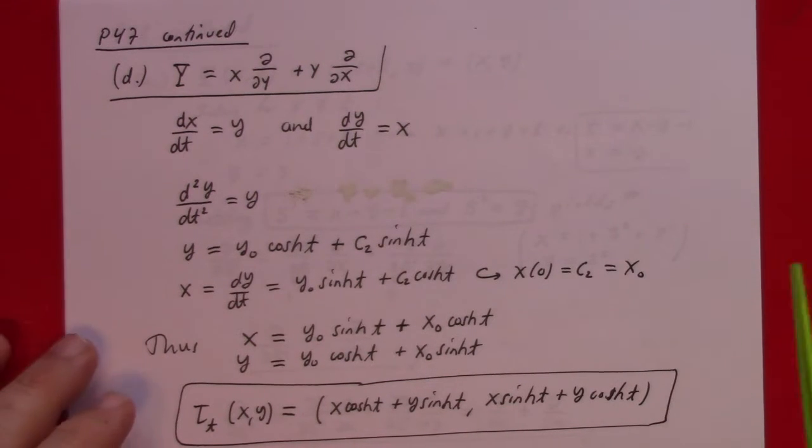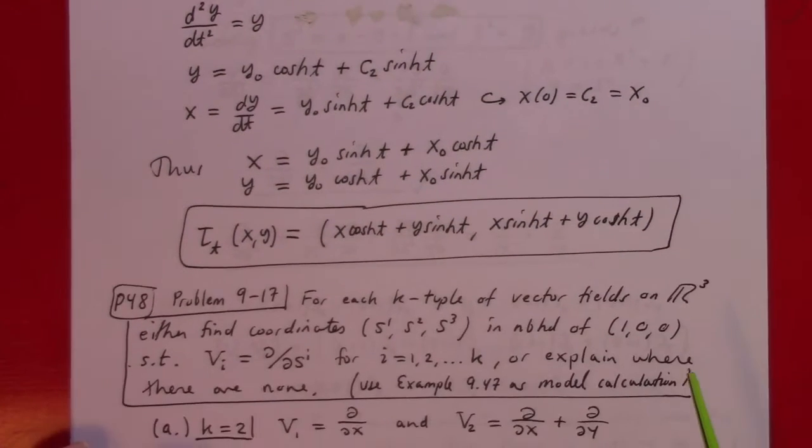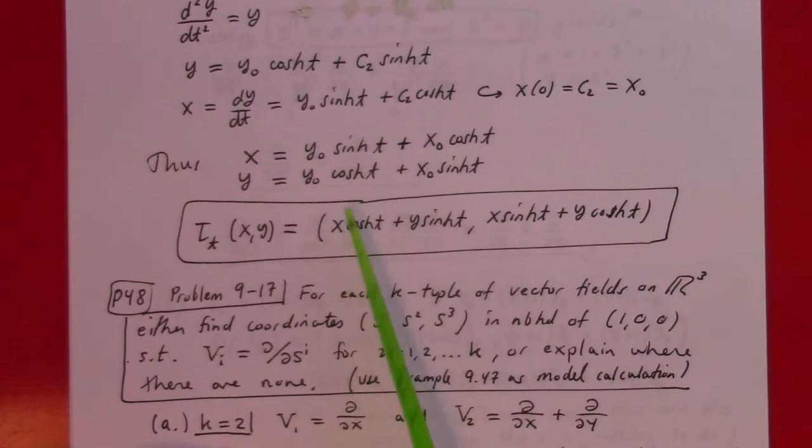All right. So if I put this as my solution, you can easily check that twice differentiating this gives you back it again. And also, if we plug in t equals 0, we get y naught. And if x is equal to dy/dt, then that forces x to be this. And then what is c2? Well, x of 0 is equal to c2, which is x naught. So lo and behold, there's my integral curve through x naught, y naught, which suggests that the flow is this. So there you go.